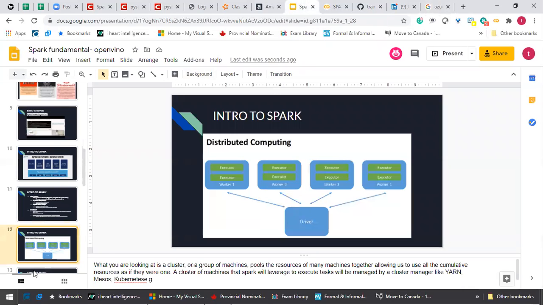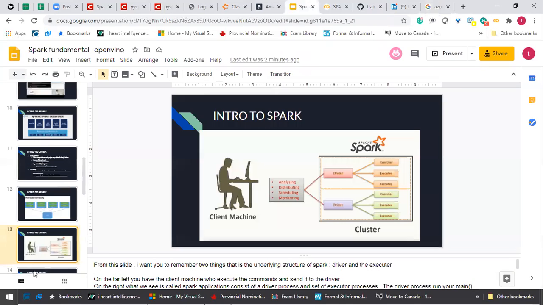Let's go to this. Basically, this slide is just about distributed computing, where you have a group of machines and a pool of resources, and you use the driver to allocate the resources to different machines.